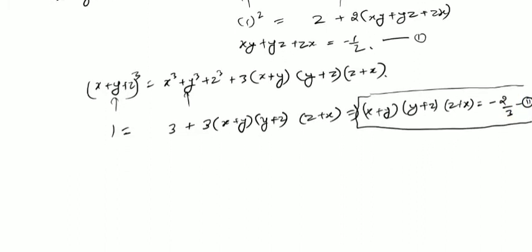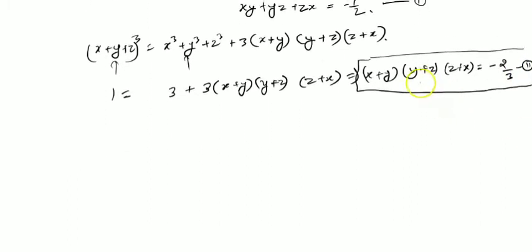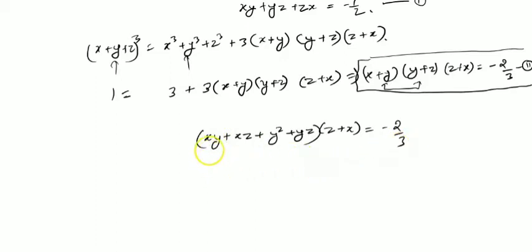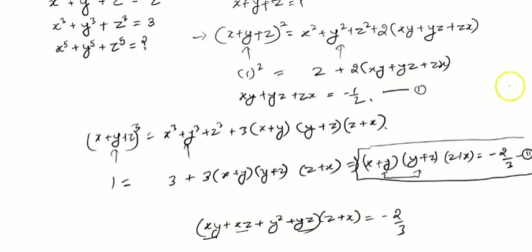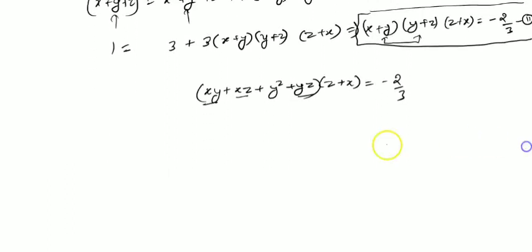And let's call it the second equation. So let's multiply these two parts and we get (xy plus xz plus yz) now that we know that xy plus xz plus yz equals minus half. Let's put the value and we get (y squared minus half) multiplied by (z plus x) equaling minus 2 by 3.